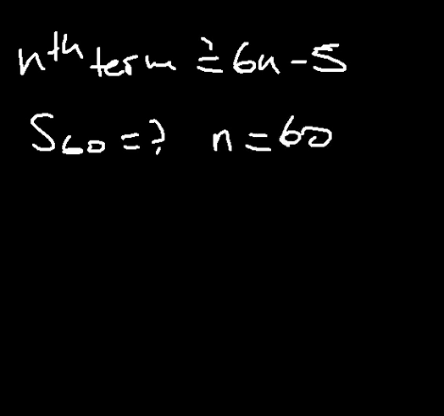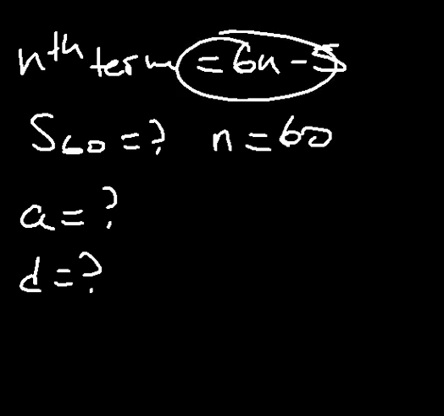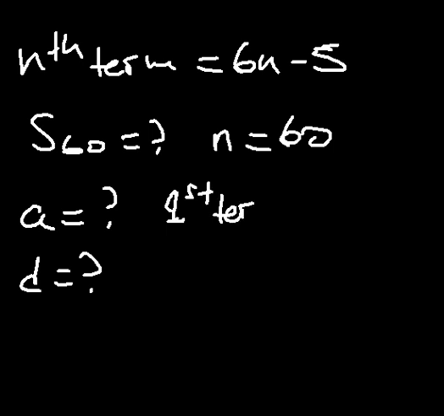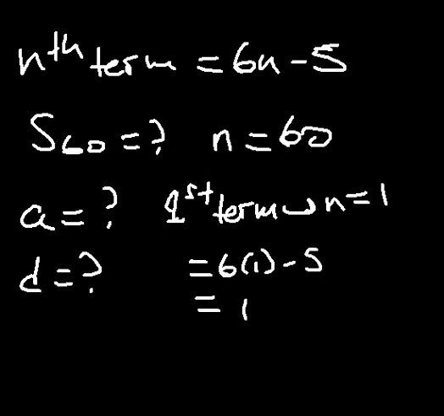Now we are given the nth term formula, but to have the sum of terms, we first need the first term as well as the common difference. How should you be able to have those? Use the nth term formula. For the first term, n will be given as 1. So we have 6 times 1 minus 5, which is 6 minus 5, which is 1.